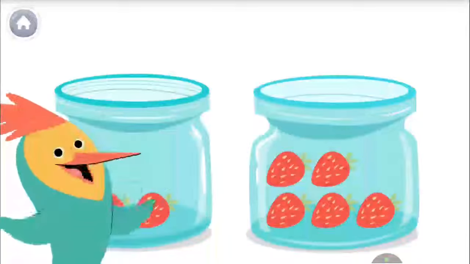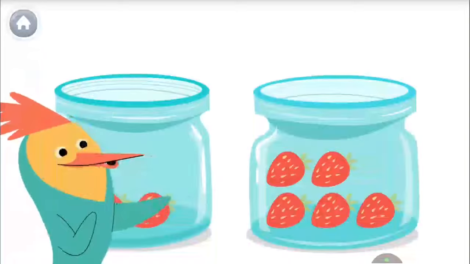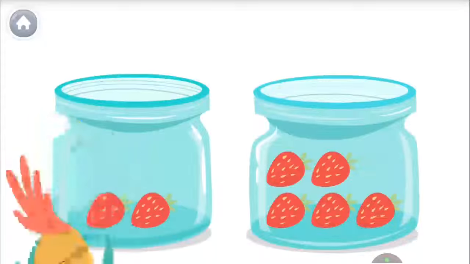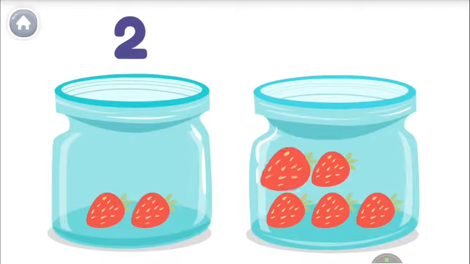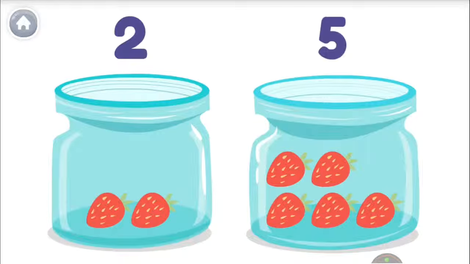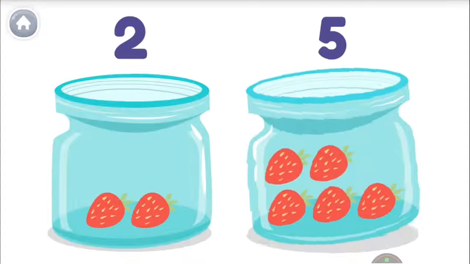Ola wants to eat more strawberries. Which jar has more? Let's count and see. This one has one, two strawberries. This one has one, two, three, four, five strawberries! So this one has more! Ola should eat from this jar.